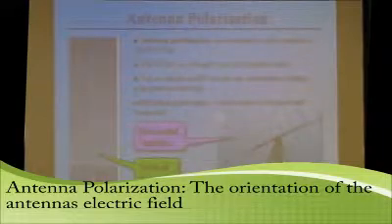Okay, your radio waves can have both a magnetic field and an electrical field. In this particular case, the vertical is the electrical field, the horizontal is the magnetic field. Since the vertical is the electrical field, this is a vertically polarized electromagnetic wave. And this shows the direction of travel. Polarization is the orientation of the antenna's electrical field.